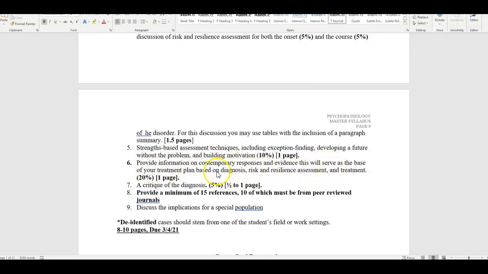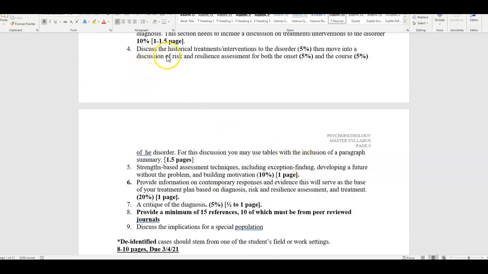This section provides information on contemporary responses and evidence. This will serve as the base of your treatment plan based on the diagnosis, risk and resilience assessment, and treatment. So here, think about contemporary responses to treatment. Earlier you were talking about historical treatment and interventions for the client based on the disorder, and here you're really talking about current and contemporary treatments and responses, providing more evidence demonstrating that this is the gold standard or standard of practice in dealing with this particular disorder.